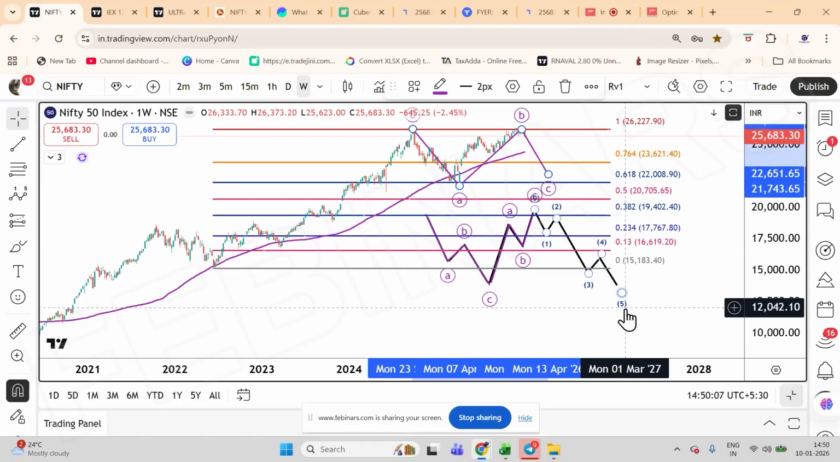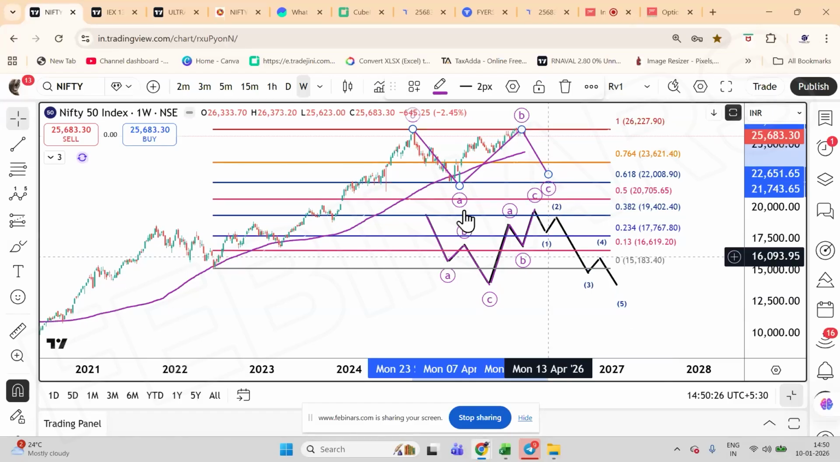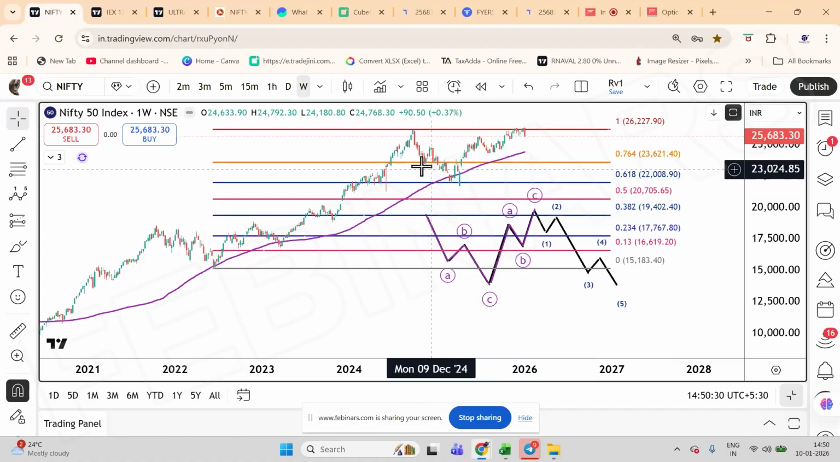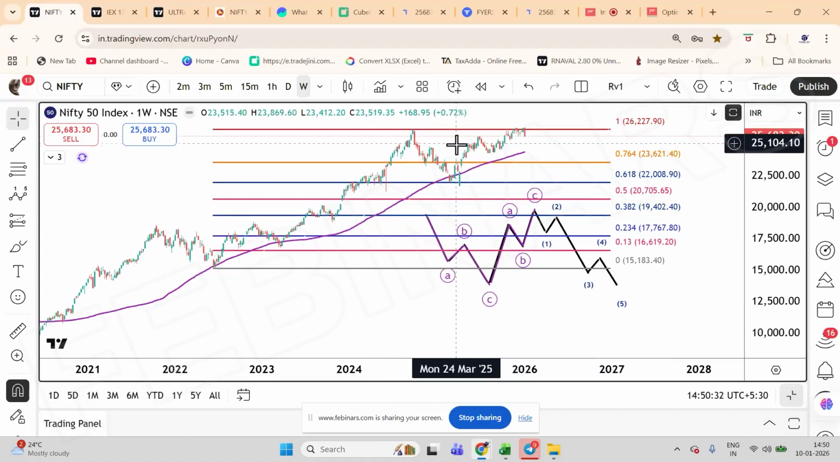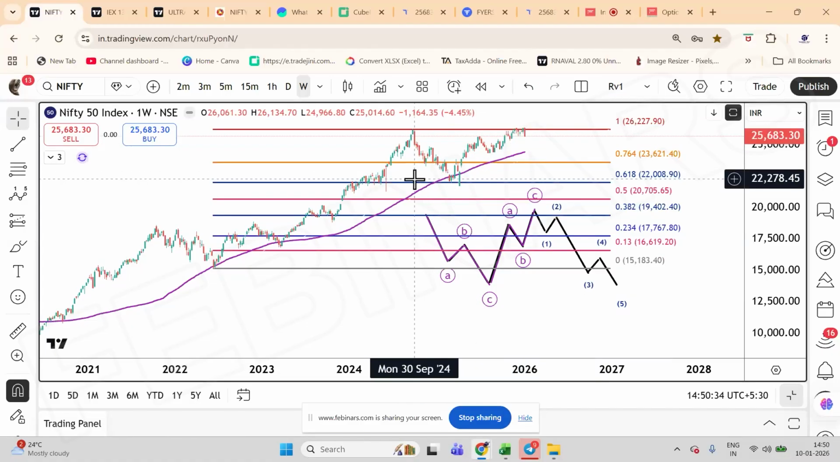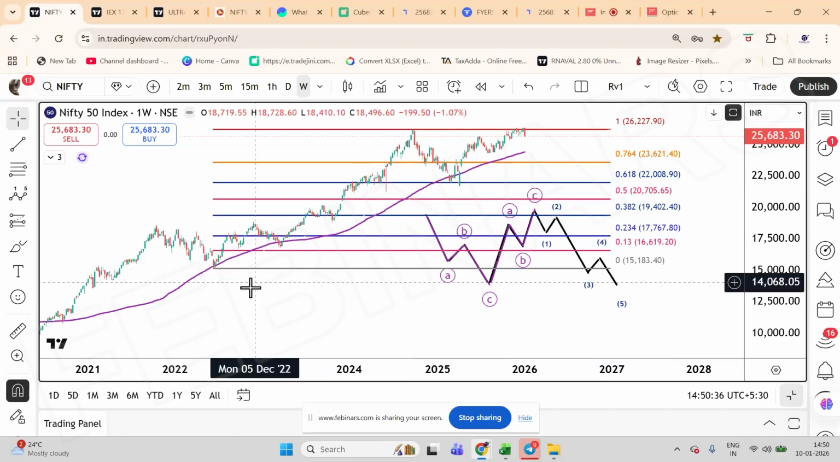We are not out of the woods until this 5 wave decline is completed. We are not out of the woods in this market. This 5 wave decline has to complete before the next leg of rise can come. Well, that can be one probable scenario, but there are alternate wave counts. Unless we cross this 26,200 again, 26,200 to 26,300, the wave count should not change.